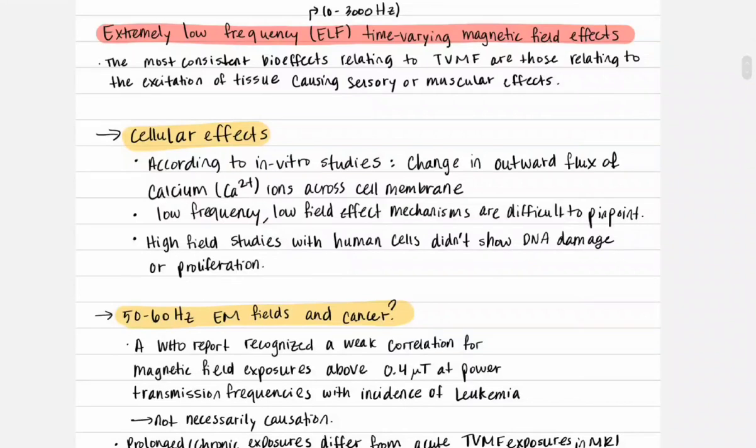The cellular effects have been examined through in vitro studies. Changes in an outward flux of ions, specifically calcium ions, across the cell membrane have been observed. But the actual mechanisms for low frequency, low field effects are a bit difficult to pinpoint through research studies. But high field studies with human cells did not show any DNA damage or proliferation, which is something you might be concerned about if you're looking at cancer effects.